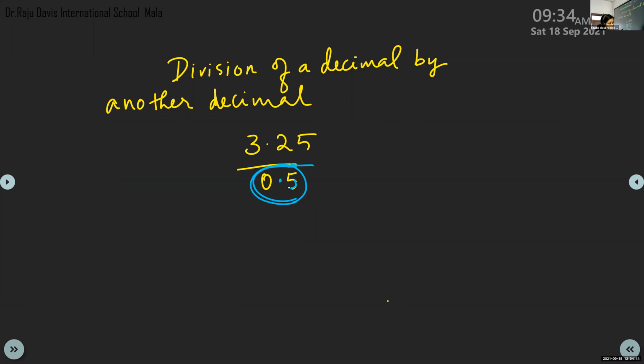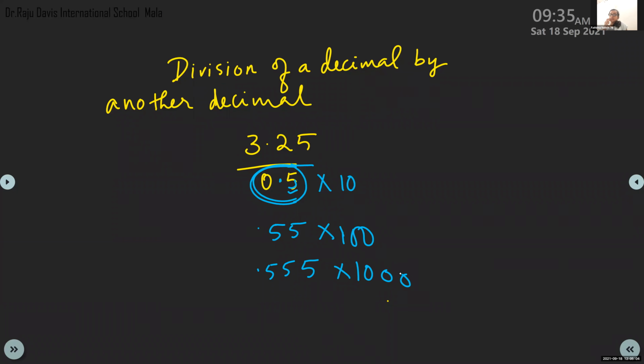Only in the denominator. How many decimal places? Only one decimal place in the denominator. So I will multiply with 10. If it was 0.55, with what number will I multiply to remove the decimal place? By 100. If it was 0.555, with what number will I multiply? With 1000. Because when I multiply by 10, this point will jump in front and it will become 5.0.